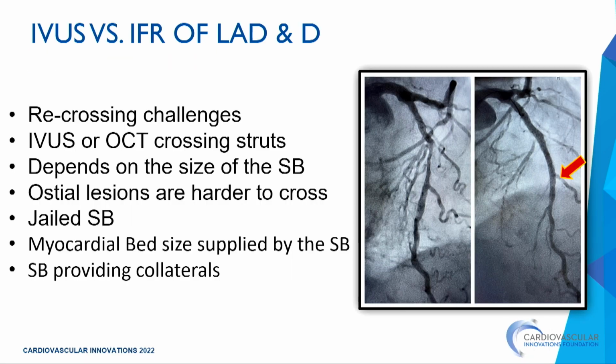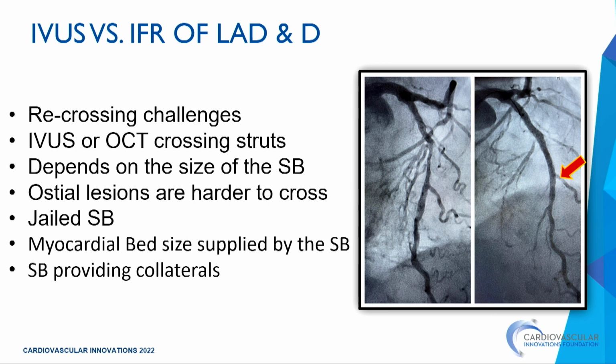So this is pre and post intervention. We have to make sure we reevaluate that diagonal. But these are the challenges that I mentioned earlier: recrossing challenges, especially with the pressure wire we have now, which is not considered a very workable wire like a Whisper or other high-profile wires. So that's going to be a challenge. With IVUS and OCT, if you want to evaluate the ostium, how reliable are these and how can it be crossed? It depends on the size of the side branch and how much myocardium it is supplying.